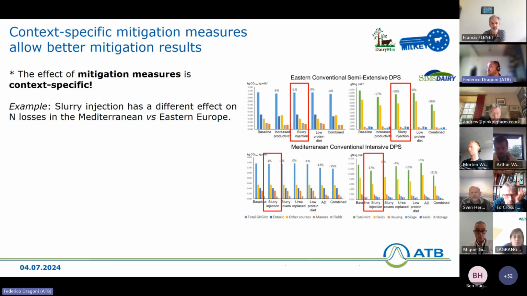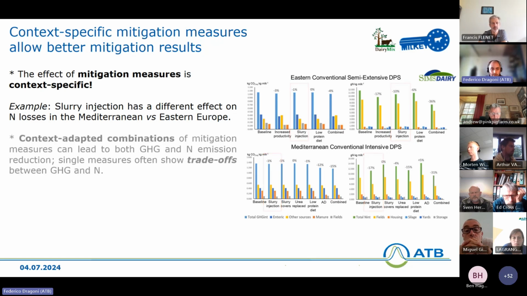But there are differences between, for instance, what you can get in Eastern Europe and what you typically get in a Mediterranean system because of the climate conditions. And ammonia volatilization is of course higher under warm climate conditions. So we can advise the application of context adapted combinations, because these can lead, for instance, to mitigating the trade-offs that you can observe between greenhouse gases and nitrogen mitigation.